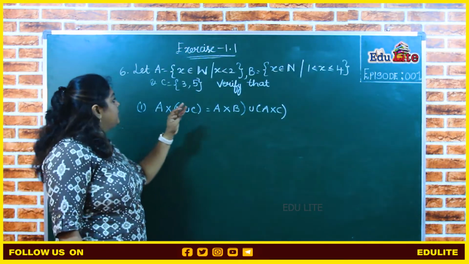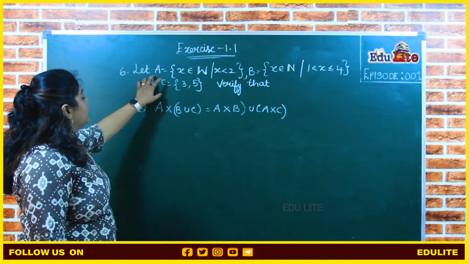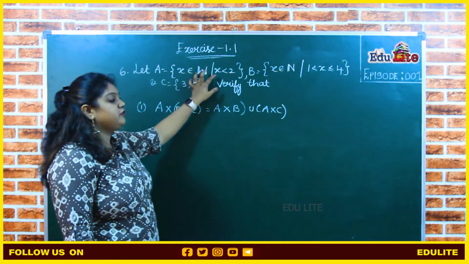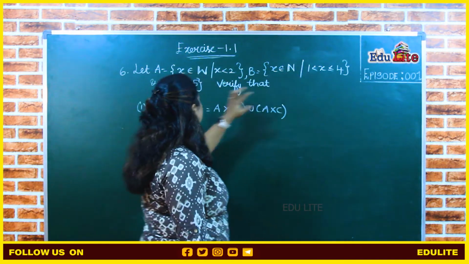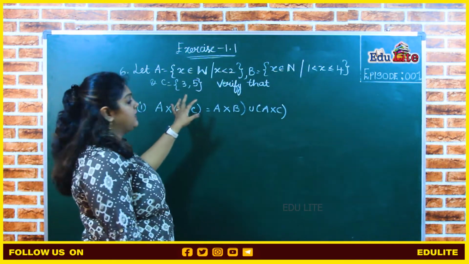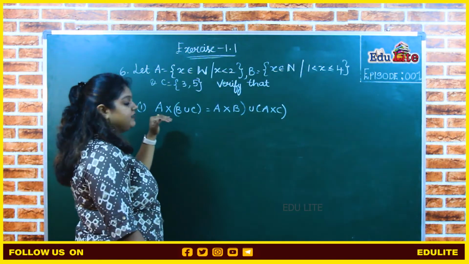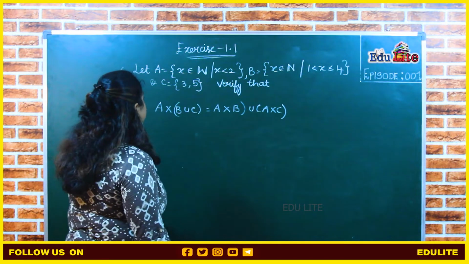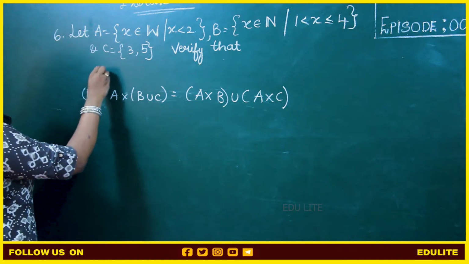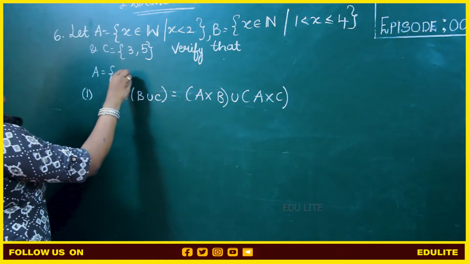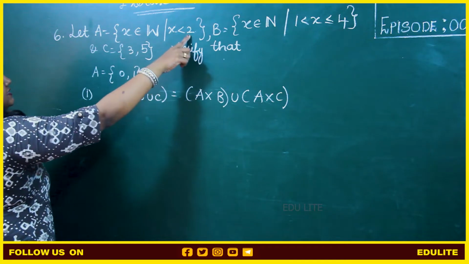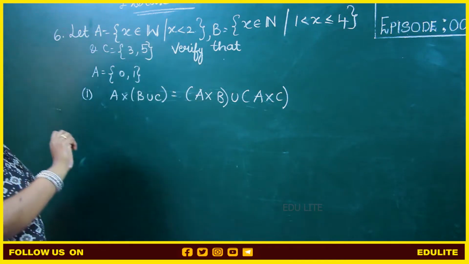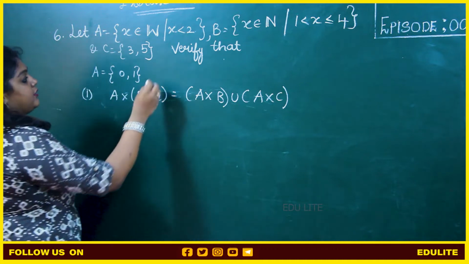Next is the sixth problem. In this problem also, we have to frame set A with the hint, and set B also we have to frame. C set is directly given, which is {3, 5}. Verify three options. One by one we will do it. So A can be written as {0, 1} because whole numbers start with 0 and are less than 2, 2 is not included. So A is a set of elements 0 and 1.